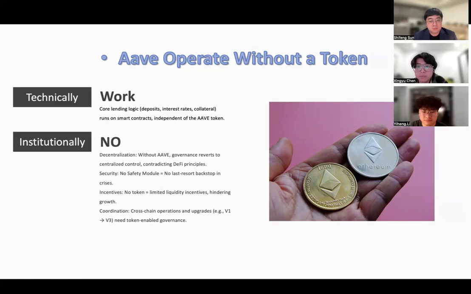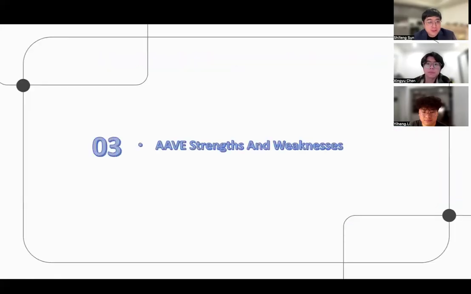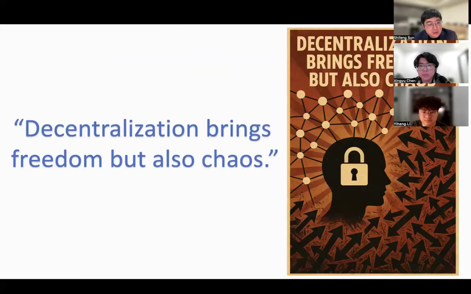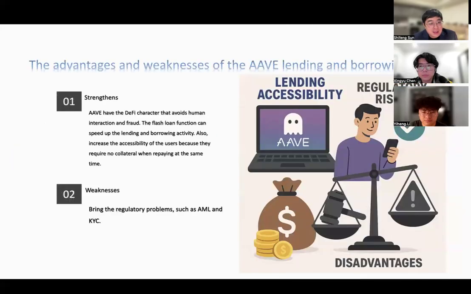And the next person. Hey everyone, my name is Shifeng Chen. Today, I'm going to explore a critical aspect of decentralized finance: the strengths and the weaknesses of Aave. To frame our discussion, let's consider the quote on this next slide. Decentralization brings freedom, but also costs. Aave offers freedom and accessibility, but these freedoms can also introduce complexities and risks that require careful consideration and management. Let's examine Aave's core activity, lending and borrowing.